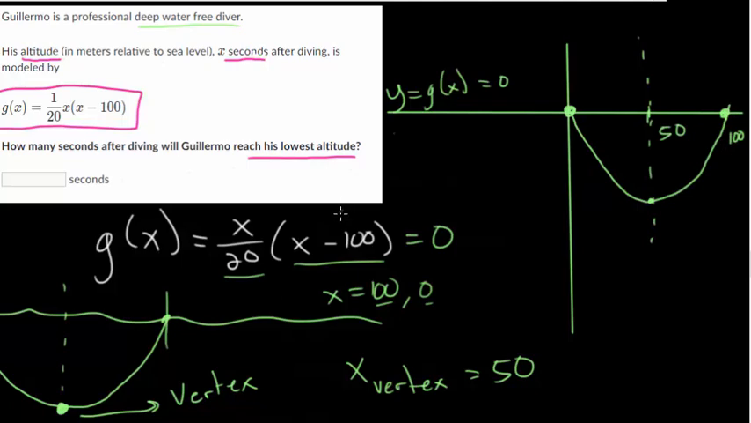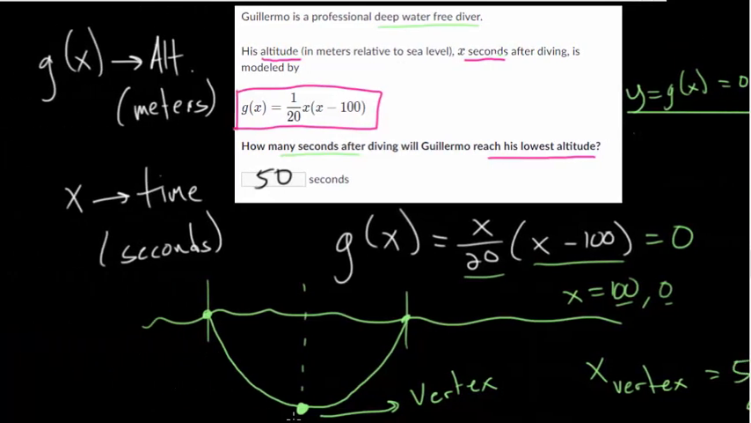Now, if they want to know what the lowest altitude actually is, we would have to take our 50 and plug it into our function and find g of 50. That would give us our minimum altitude. But this question just asks how many seconds after diving will he reach that? And we found that would be at 50 seconds. So 50 would go in the box here. And we can move on to the next one.